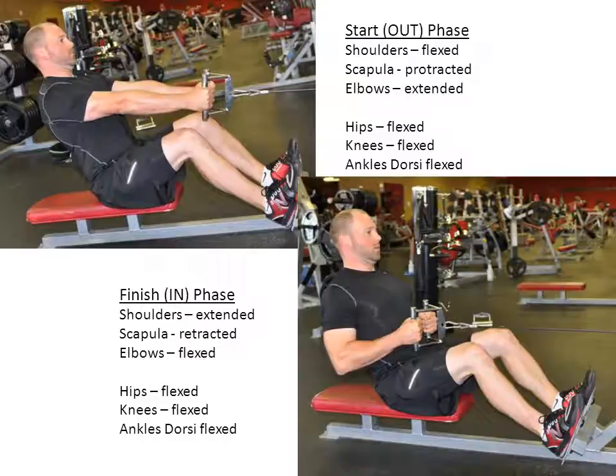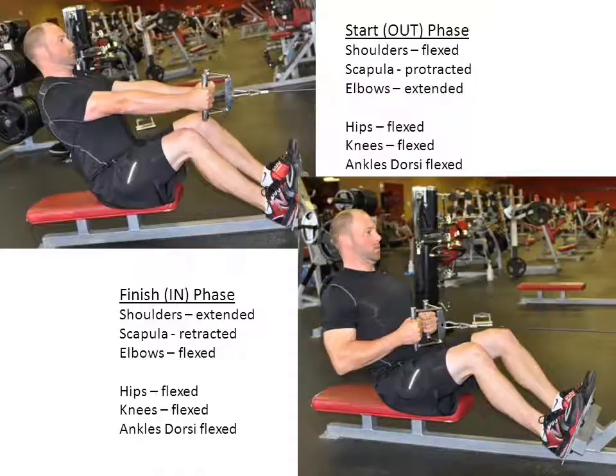So his hips will remain flexed, as will his knees and his ankles. In the picture on the bottom right-hand side, Steve is in the in phase, or the finished position, of the seated row. He's brought his arms inwards towards his side, and this is called extension of the shoulder joint. His scapula have been pulled together, so this is retraction of the scapula, and his elbows are bent, and this is called flexion of the elbow joint.